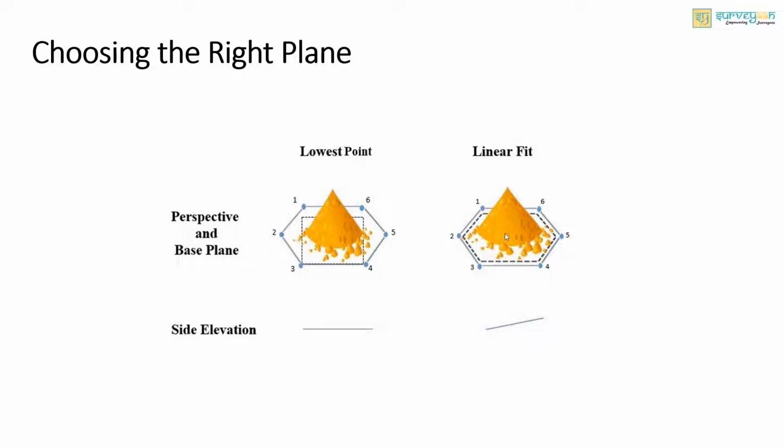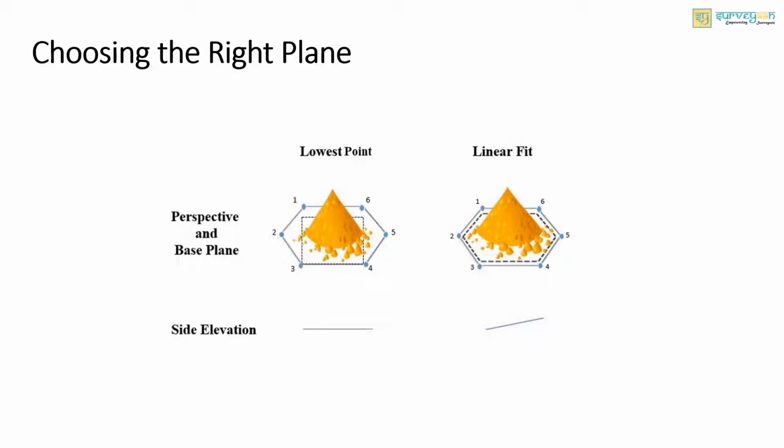And as you can see, the base plane, that is the dotted lines here, are not straight but in a linear way. Here, the base plane will be in such a way that the plane that fits the best will be used for calculating the volume. And generally, the linear fit is used when the ground underneath the stockpile or the earth is sloped.